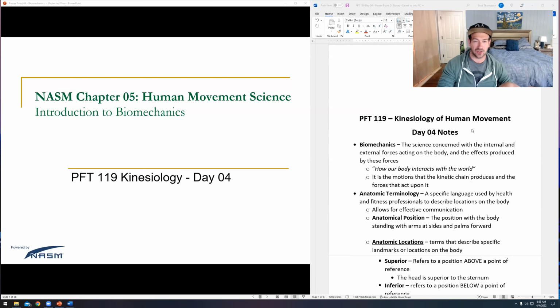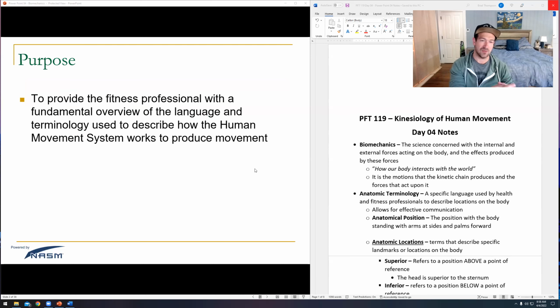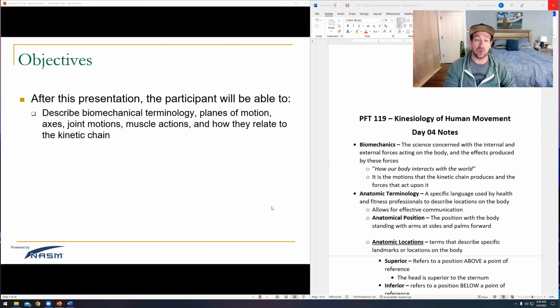So, okay, let's go through. We're talking about biomechanics, and this is going to be our language. The purpose of today's lesson is that we want you to have a pretty good understanding of the terminology used to describe human movement and how that works. We're going to go through anatomic terminology, which is a little bit of just labeling. Honestly, it's just understanding what is up, what is down, what is left, what is right, what is center, what is distal.